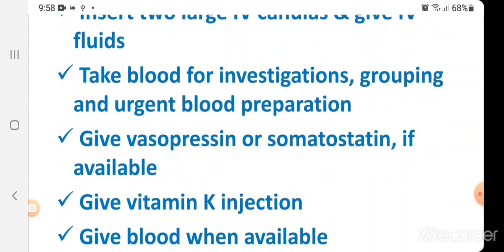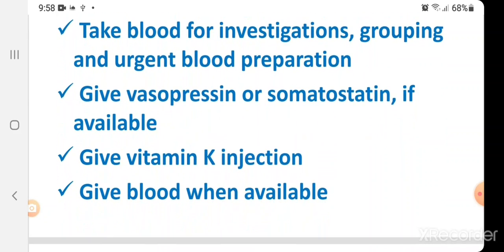And then give vasopressin or somatostatin. These are drugs specifically to decrease the portal vein pressure, hoping that it will go below the threshold of bleeding. We said that 12 millimeters of mercury is the threshold. If it goes above it, it will lead to bleeding. If you can bring the portal pressure down, then the bleeding will stop.